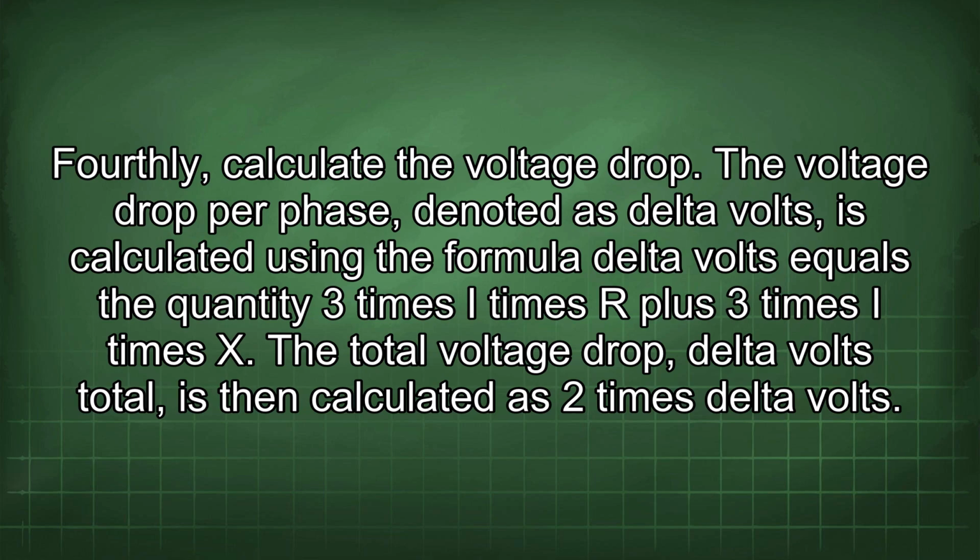Fourthly, calculate the voltage drop. The voltage drop per phase, denoted as delta volts, is calculated using the formula delta volts equals the quantity 3 times I times R plus 3 times I times X. The total voltage drop, delta volts total, is then calculated as 2 times delta volts.